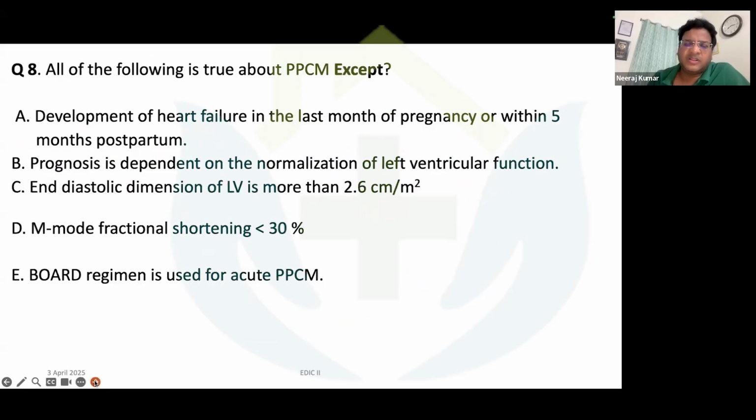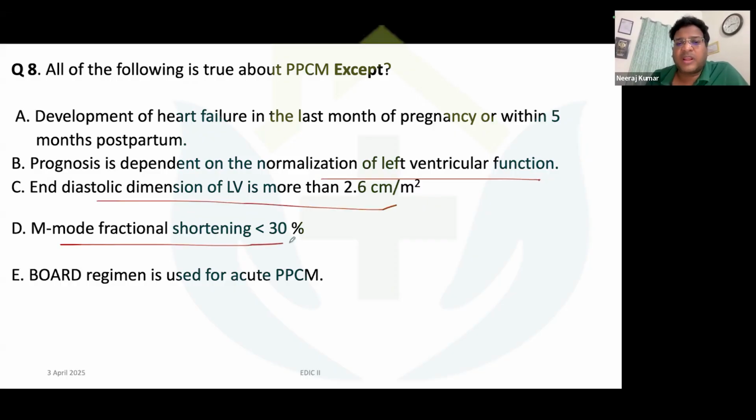Now coming to this straight-line question: all are true about PPCM except development of heart failure in the last month of pregnancy or within 5 months postpartum. I want everyone to attempt this question, and each of the options you pick needs to be true. Second option, prognosis depends on the normalization of left ventricular function. Then, end-diastolic dimension of LV is more than 2.6 centimeters per meter square, and M-mode fractional shortening is less than 30, and the BOARD regimen is used for acute PPCM. Okay.